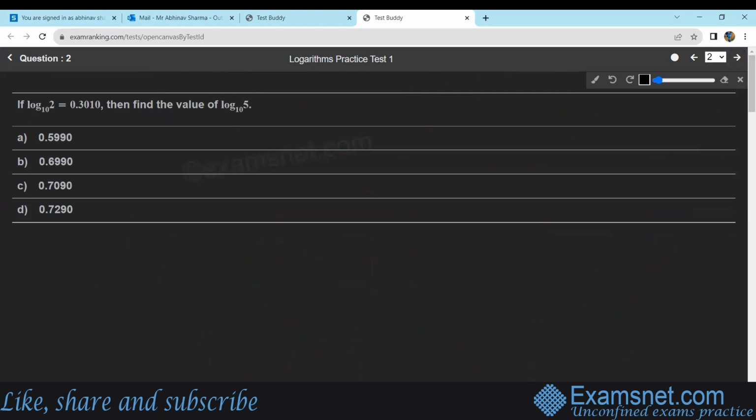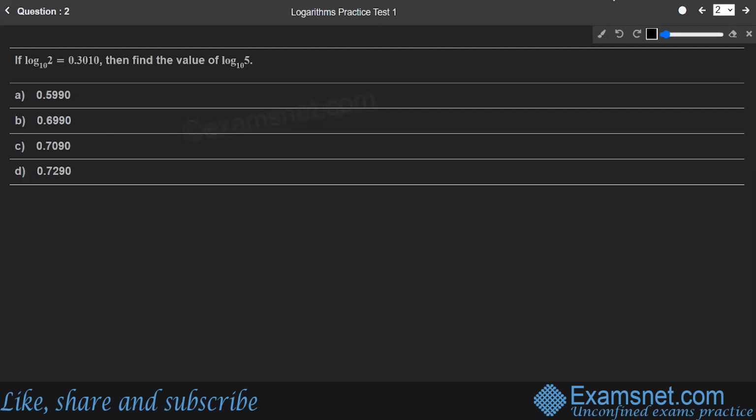Now, log base 10 of 2 is equal to 0.3010. The question is: log base 10 of 2 is equal to 0.3010, then find the value of log base 10 of 5.